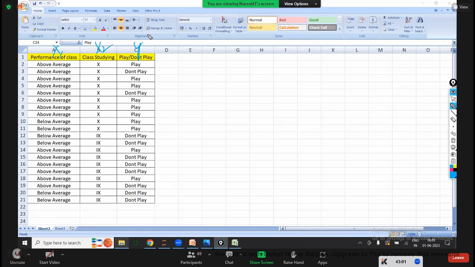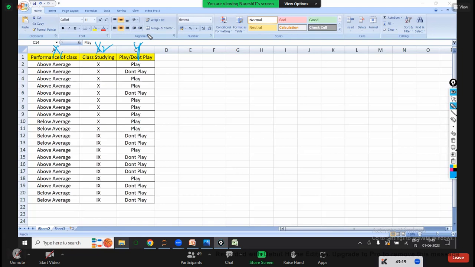The person, whatever class he is studying, either 9th class or 10th class. And the output variable is whether he plays cricket or doesn't play cricket. In the output variable, I have two options: whether he will play or not play. Okay, this is the data set. And for this data set, I have to create a decision tree.